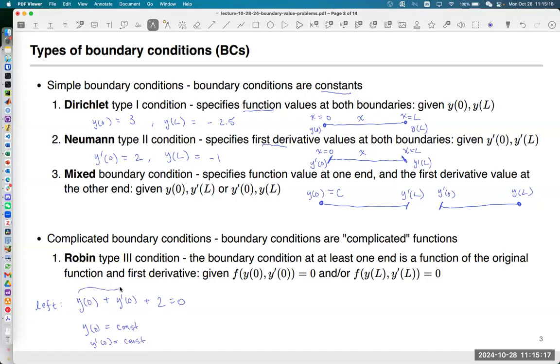So this whole thing is a more complicated function of f of y of 0 and then y prime of 0. And similarly, you can do something with the right boundary condition. You have maybe 2 y of L plus sine of y prime of L plus 3 is equal to 0. You can't rewrite this into some constant form. So this is a more complicated function and therefore a type 3 condition. And usually we will need to solve this in Python.